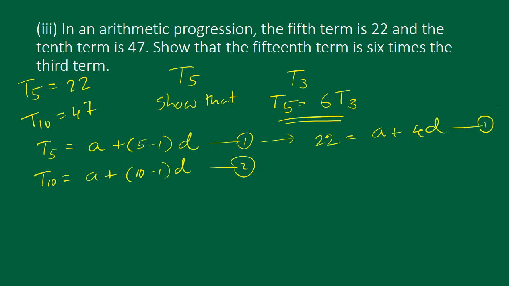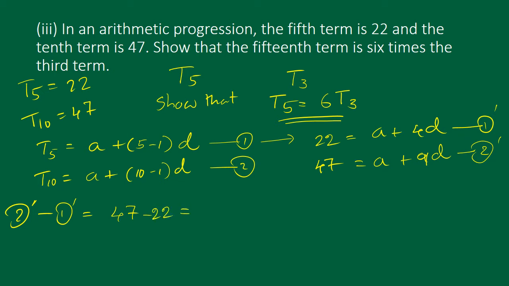You can write this as t1 dash, and here t47 is a plus 9d, second dash. If you subtract the second dash minus the first dash, you get 47 minus 22 equals 9d minus 4d, and this is 25 equals 5d, and you can get here the common difference is 5.